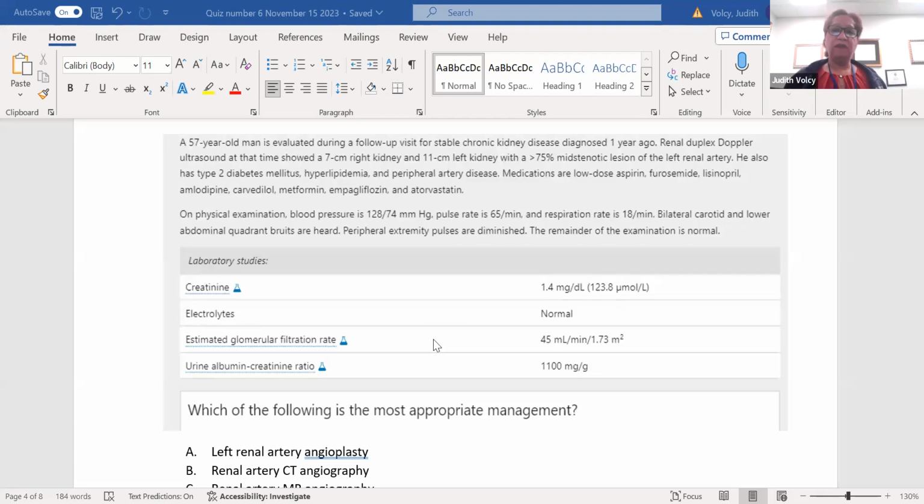So therefore, if you have somebody who has kidney problems, CKD, chronic kidney disease, and you do the ultrasound and the kidney size is in the normal range, then that could help you to figure out what could be the cause versus if the kidneys are smaller.